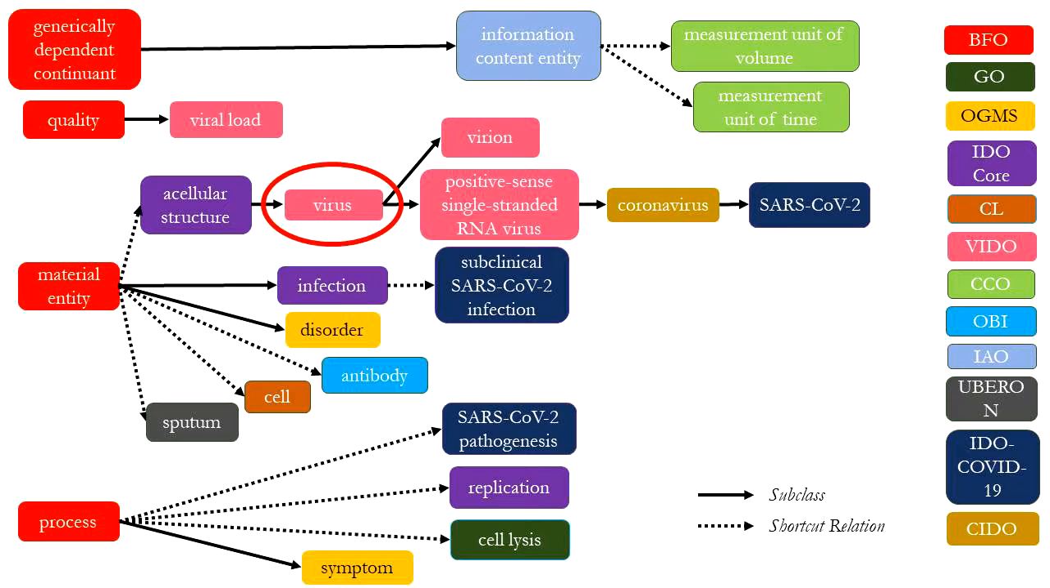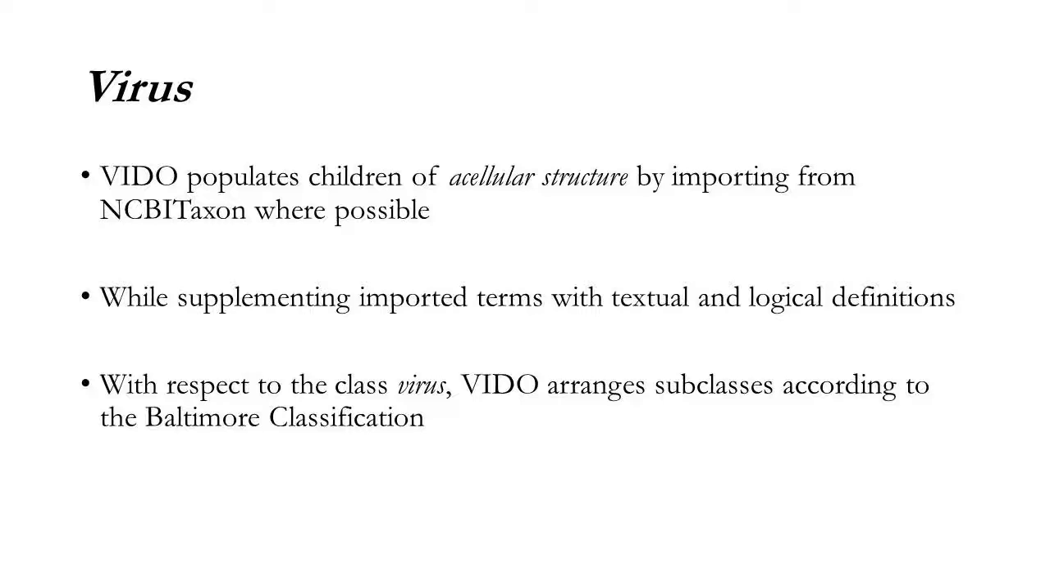Hop over here again. You can see virus. This is a subclass of acellular structure. VIDO populates the children of acellular structure by importing from the NCBI taxon when it's possible. However, terms imported needed to be supplemented with textual and logical definitions. Now, with respect to the class virus, VIDO arranges subclasses according to the Baltimore classification, which is widely used in virology circles as a way to exhaustively categorize viruses.